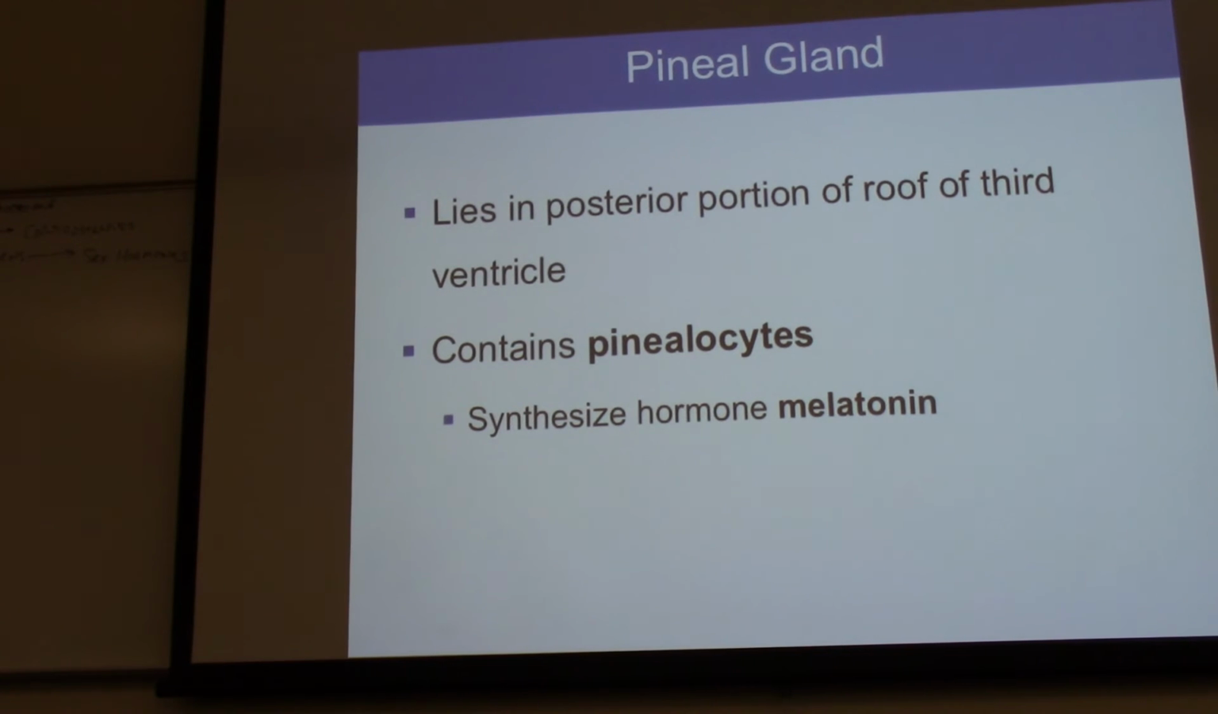You remember the third ventricle is down there on the way back towards the medulla. Fourth ventricle is the one that really touches the medulla and the cerebellum, so it's a little bit anterior to that. It contains pinealocytes, and they make the hormone melatonin.